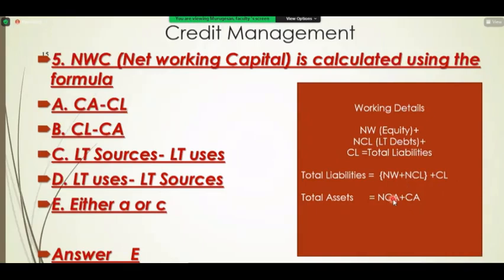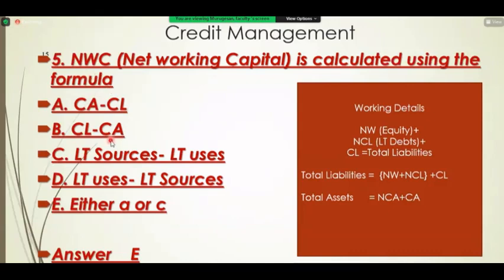Tell me now. It's a demo. Understood? Total liability tallies with total assets. So CA minus CL will be equal to net worth plus NCL minus NCA. Agreed or not? Both are considered. So NWC can be calculated in two ways. Understood?